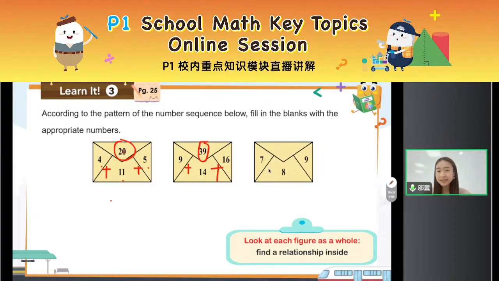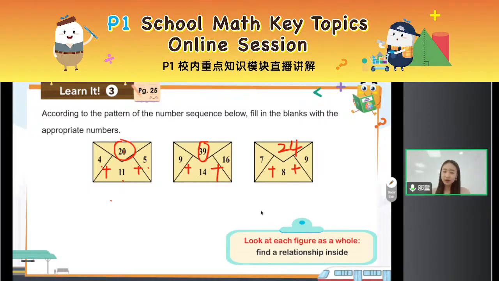So the last one is just a calculation problem. What is the answer for the rest of the addends? 7 plus 8 plus 9. Wow, students already helped me with the answer. Yes, it is 24. Nice. So the top one is just like the sum, the sum of the rest.